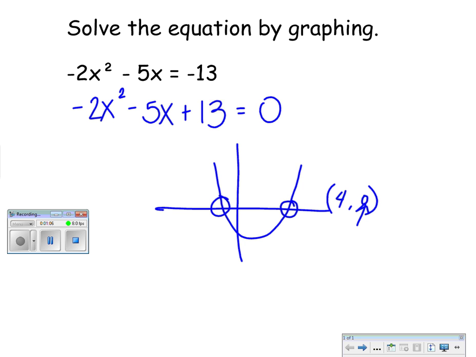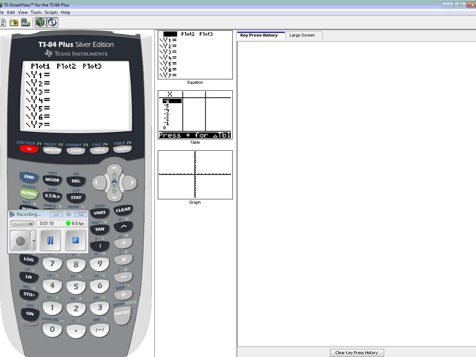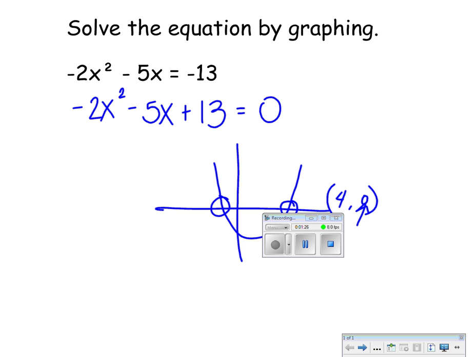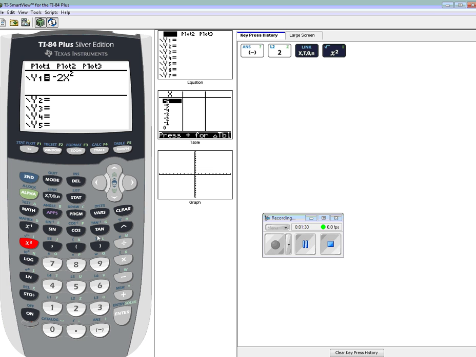So let's look at what this is going to be on your graphing calculator. You need to pull up your graphing calculator, go to the y equals screen, and we just type it in here. So it's going to be negative 2x squared, and then I'm just going to pull this back up to make sure I'm typing in the right thing. So minus 5x and plus 13.